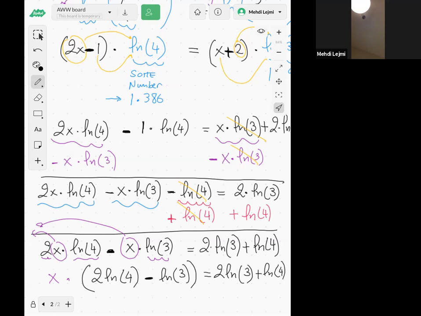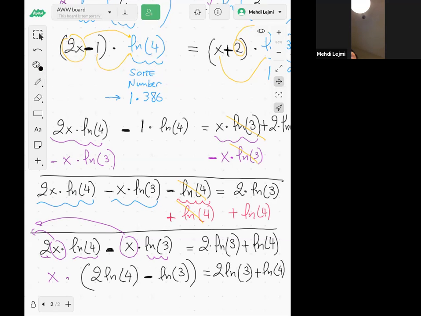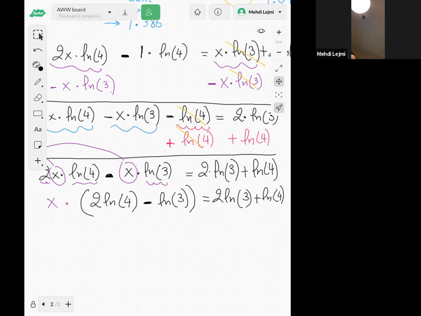All right. So we are almost done because now this is just like x times some number, like x times 3, for example. So how do we solve for x? Well, I'm going to divide by that number, right? Here the number is more complicated than 3, it's with the logs. So I'm going to divide by this 2 natural log of 4 minus natural log of 3.